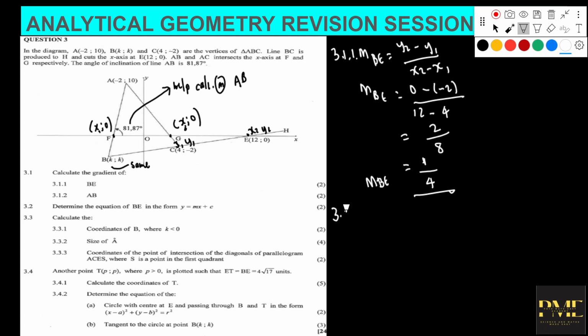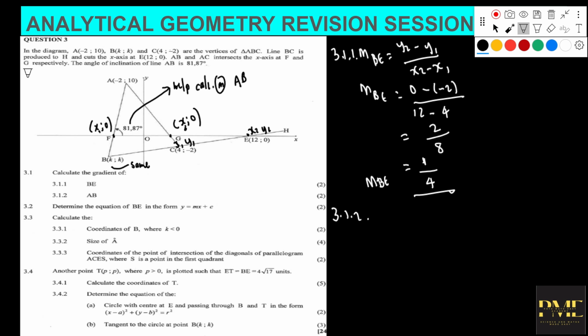Then you move on to 3.1.2. Calculate the gradient of AB, right? Okay. So for AB we don't have two sets of coordinates just like how we had for BE, right? However, we've got these common methods of calculating gradient.